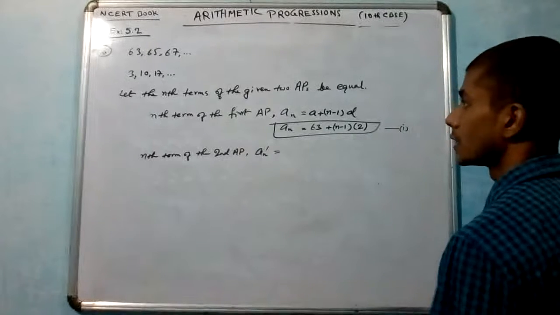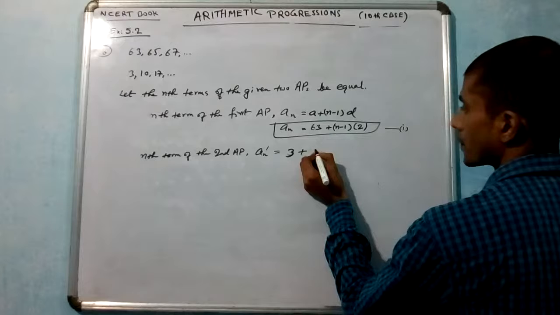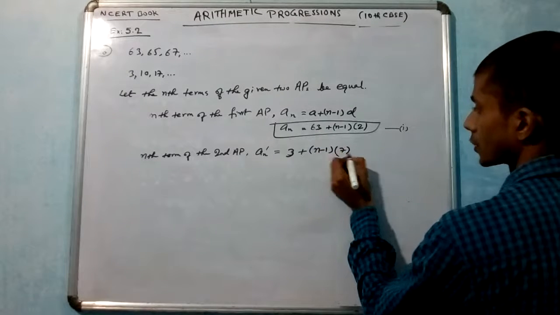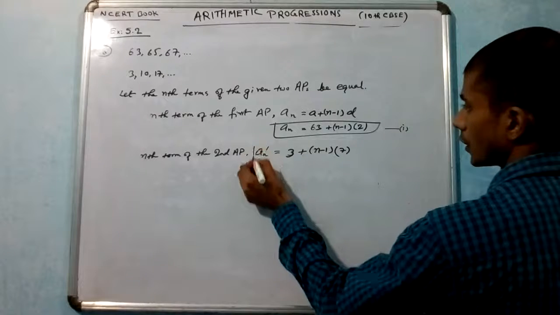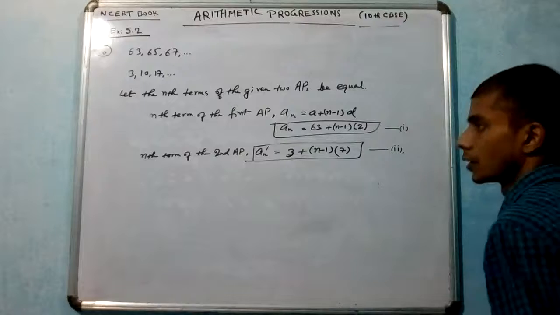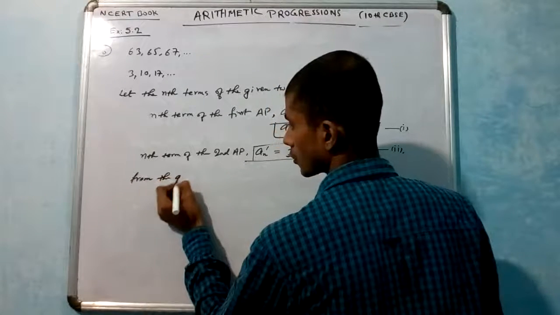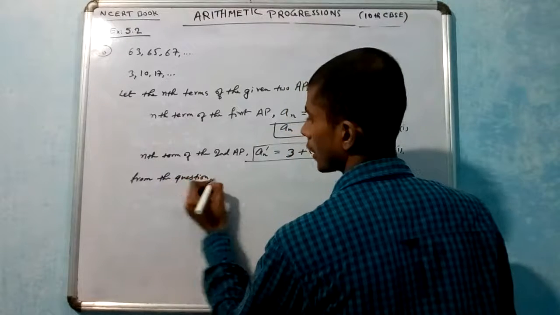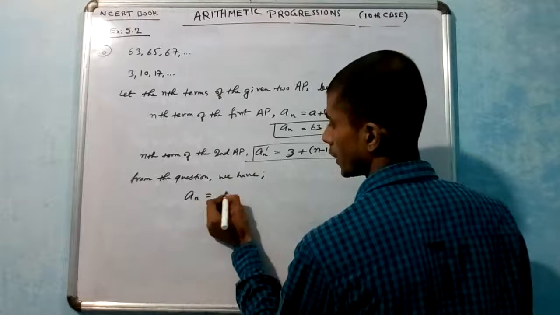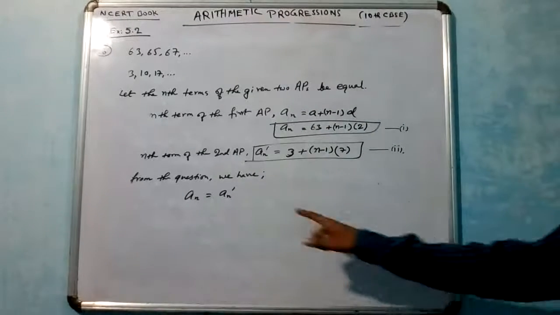Fine. Then 3 plus n minus 1 into d, which is 7, in this case. So an dash is this second one, okay? From the question we have an is equal to an dash, no? In the question it is given.